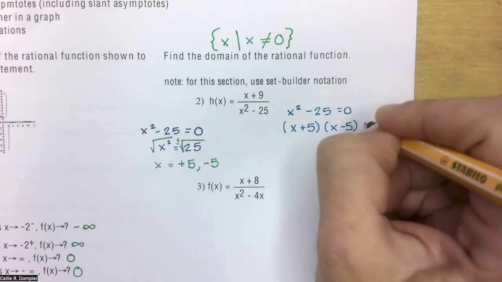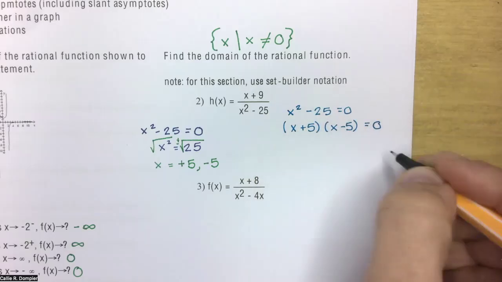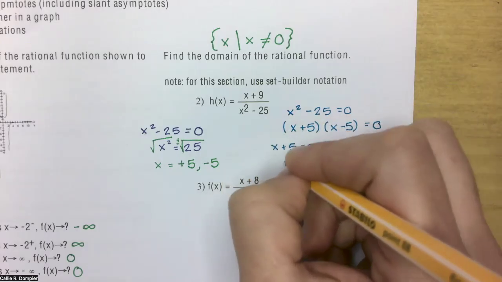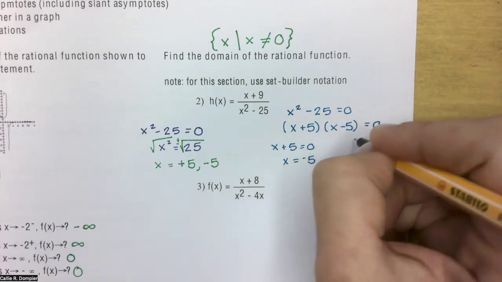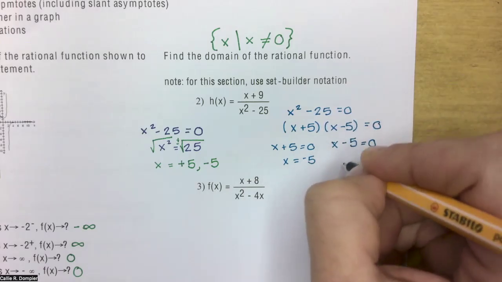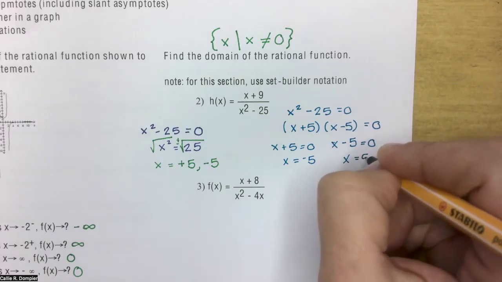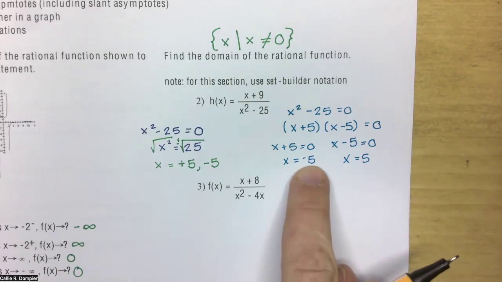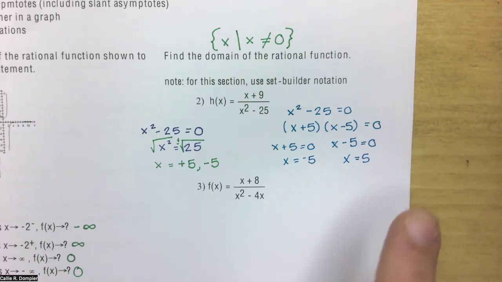We set that equal to 0, and then each of those gets set equal to 0. x plus 5 is 0, x is negative 5. x minus 5 equals 0, add 5 to both sides, we get x equals 5. Again, the domain is not x equals negative 5 and x equals 5. The domain is x equals everything except those 2 points, okay?